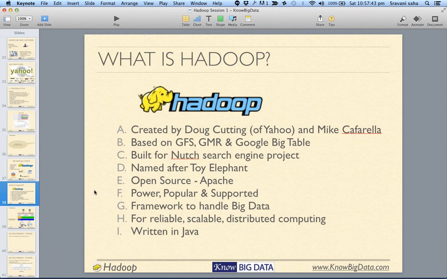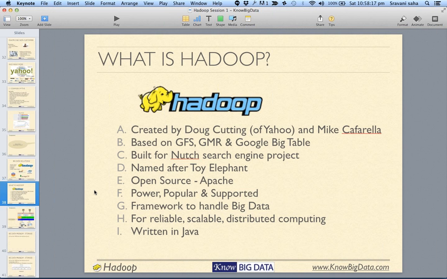On the same lines, Doug Cutting implemented the Google File System, and it is now known as the Hadoop Distributed File System, and Google MapReduce became Hadoop MapReduce, and Google Bigtable became HBase. So he implemented all these three papers from Google, and that's how Hadoop was born. It was named after the toy elephant which Doug Cutting's son was playing with, and it was open source.